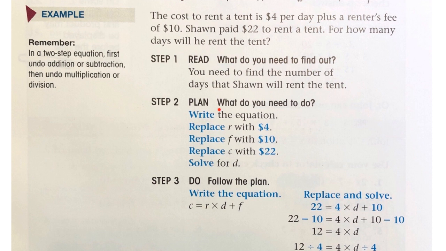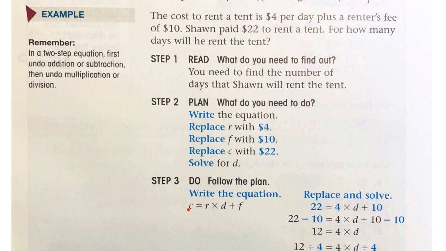Now make a plan for step 2. What do we need to do? Write the equation, replace the rate with the $4 a day, replace the fee with the $10, replace the cost with the $22 he paid in total, and now the one thing we don't know is how many days, so we can solve for D. Step 3, now do it.